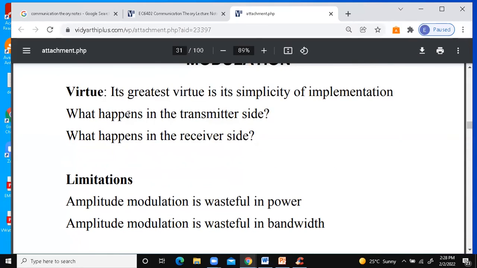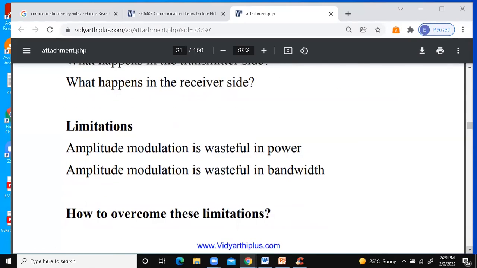So here again, I can talk now. Its greatest virtue is simplicity of implementation, what happens on the transmitter side and what happens on the receiver side. The AM radio is very simple. You can build that in the lab in 20 minutes. But it wastes power.